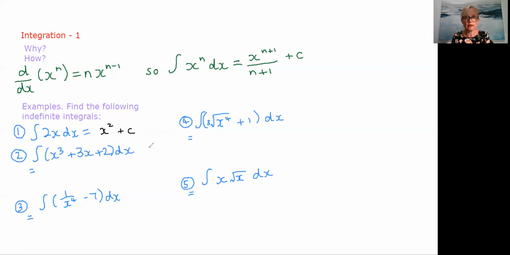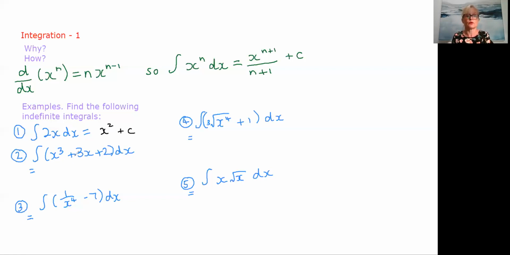Let's just check. A great way of checking that we're correct is differentiate this and check that you get back where you started. Derivative of x squared is 2x. Derivative of c is 0. So we're all good there. We're perfectly okay, just like with our derivatives.